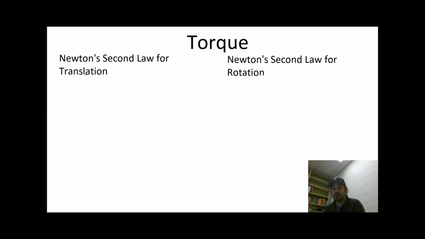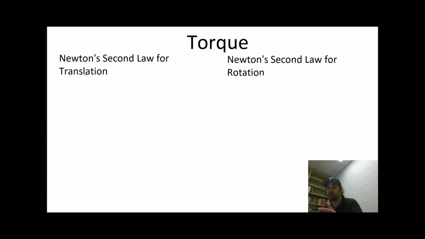So this video is going to be about torque. Going back to some of the previous videos, we remember that there was a very strong parallel with the way that we talked about translation, where something moves in a straight line, versus rotation. So we had our equations for angle and position and velocity and angular velocity.